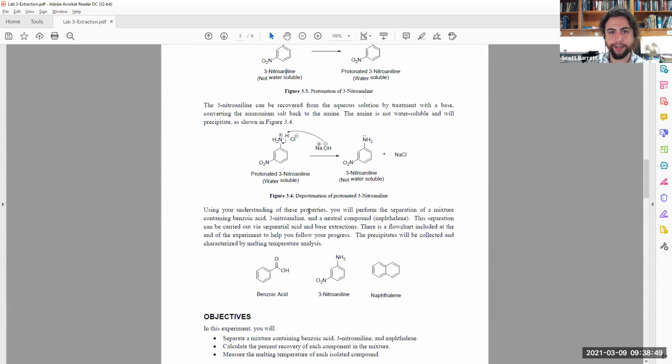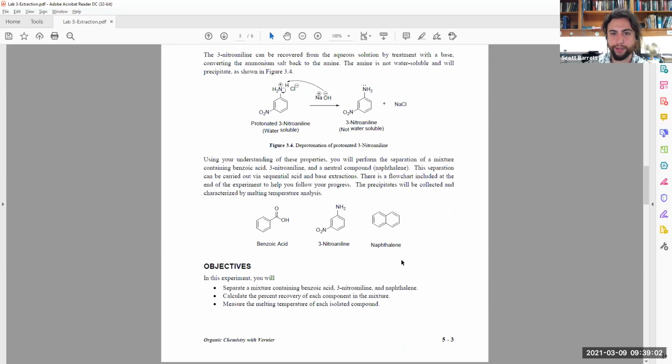So utilizing your understanding of these properties, you'll perform the separation of a mixture containing benzoic acid, 3-nitroaniline, and a neutral compound, which is naphthalene. Naphthalene here is two benzene rings combined together. The key difference that I want everyone to take home today is that in naphthalene, there's no amine and no carboxylic acid present on this compound. So what's the take-home idea? No matter if you react it with strong base or strong acid and you're performing a separation, the naphthalene will always be in your organic layer, because it doesn't get protonated, it doesn't get deprotonated, it doesn't react with either of them.